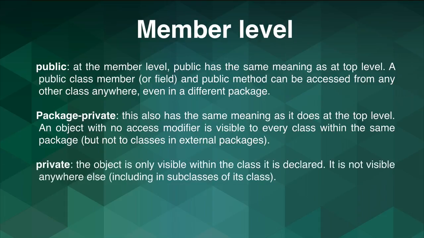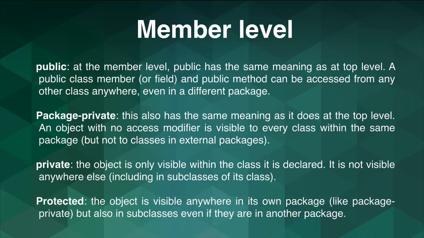And lastly, private. We saw that when we changed the fields in the example code, the object is only visible within the class it's declared in. It's not visible anywhere else, including in subclasses of its class. That's very important to know as well. Lastly, protected. The object is visible anywhere in its own package. It's sort of like package private, but also in subclasses, even if they're in another package. So that's why you'd want to use protected instead of private.